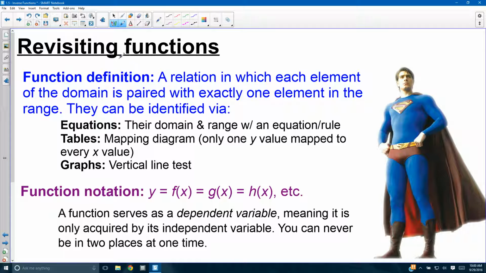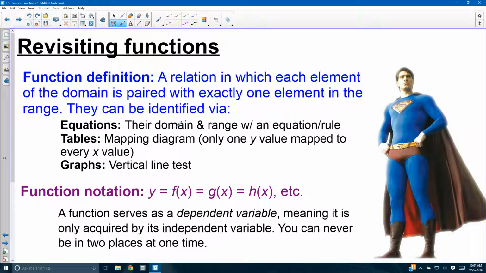Let's go ahead and do a quick revisitation on functions. Let's take a look at the definition so we make sure we know what those are, because they'll have to do with inverses as well, and the different ways we can find them. Function definition: it is a relation, meaning some sort of set of points, if not even just one point, in which each element of the domain, the x values of coordinate pairs, is paired with exactly one element in the range, y values. So if you have something that is a function, it can either be identified by finding the domain and range with the equation or the rule.